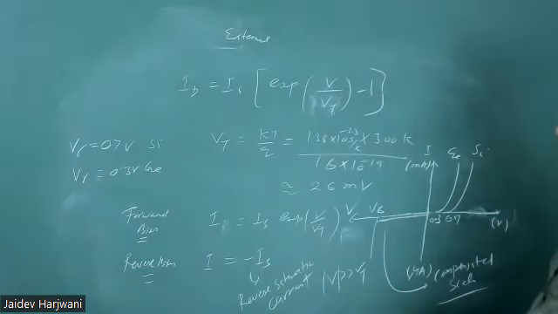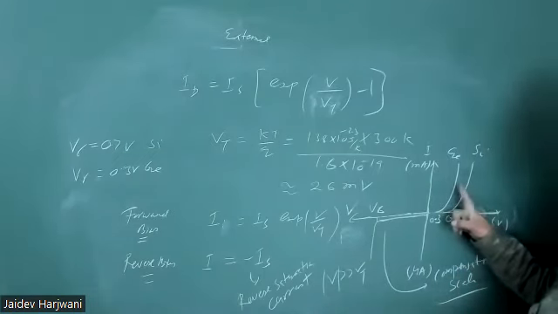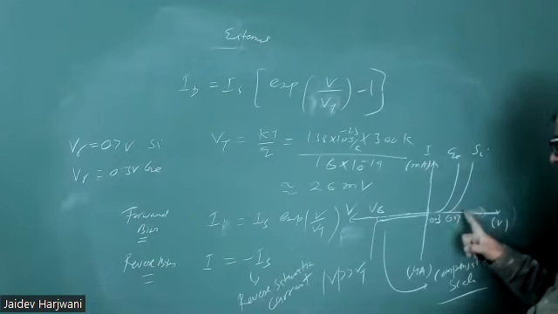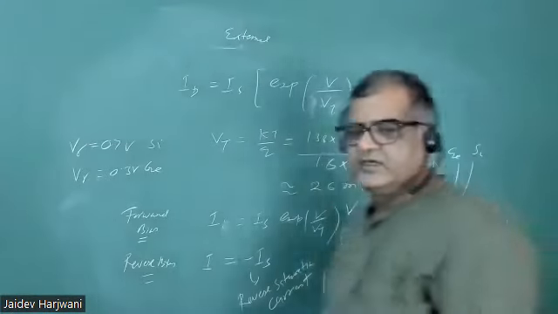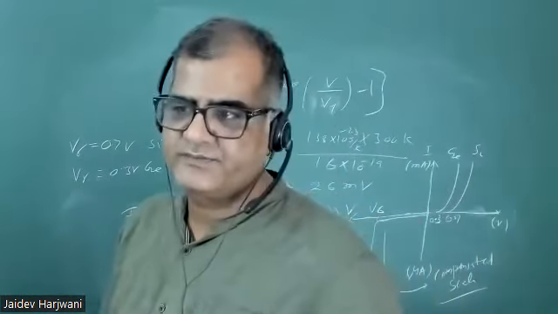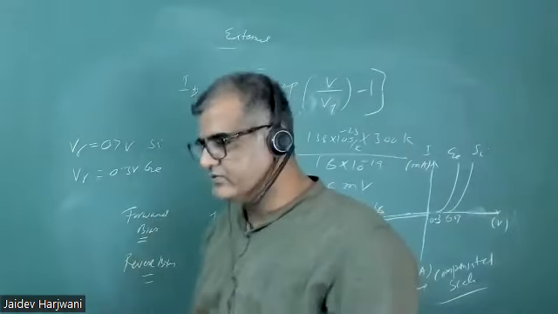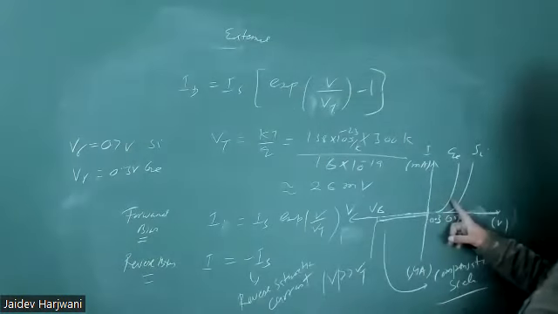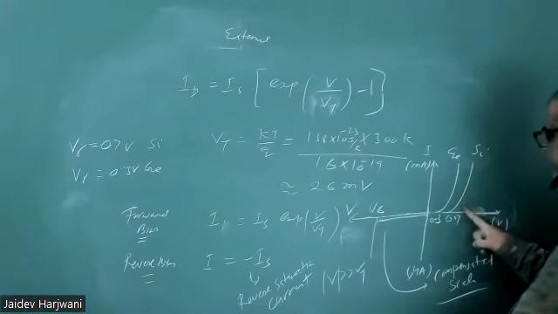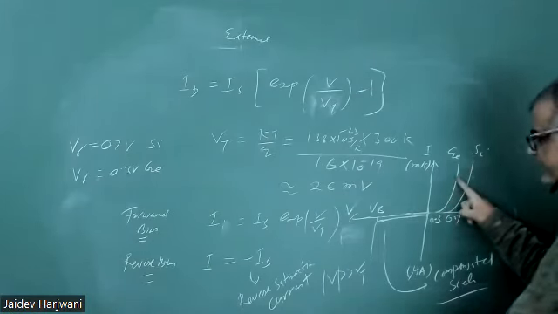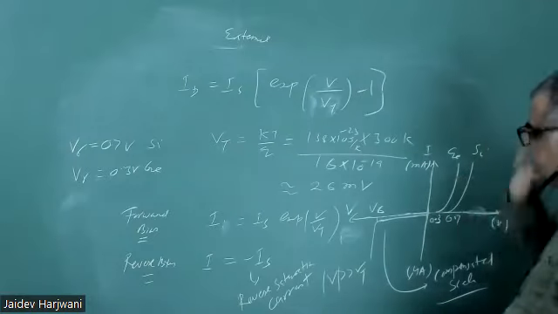Now here you can see the current changes with voltage. That means your diode does not have a fixed resistance. At every point you have a different current. That means your resistance is changing.